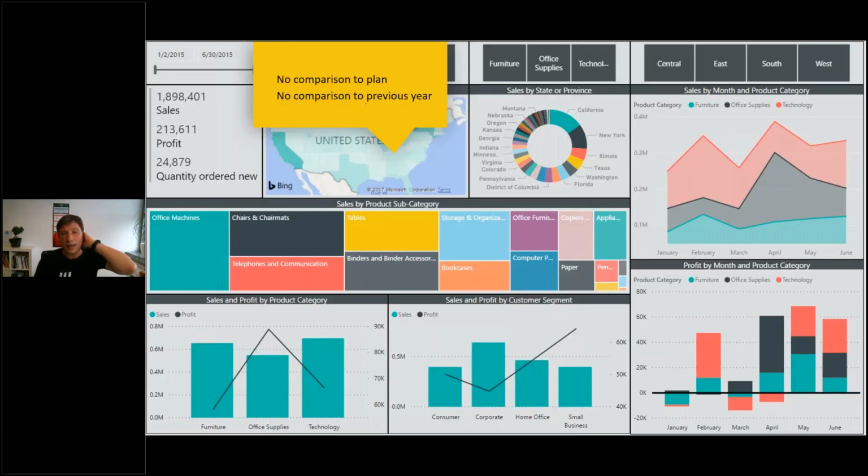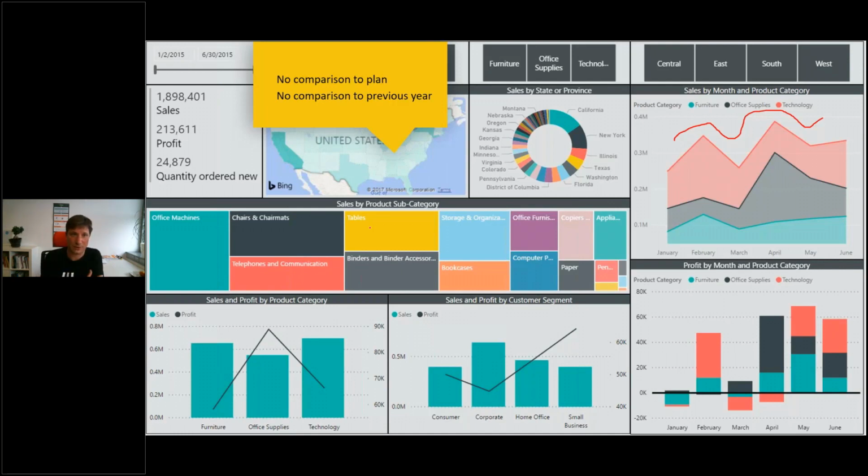The sales dashboard, there's absolutely no comparison to plan here. There's no plan in this dashboard, and there's no comparison to previous years. So if I see some kind of a trend here, all right, I see some seasonality, but is this good or is this bad? I have no idea. I mean, if it's higher than previous year, then it's probably good. But if it's lower than the plan, then it's probably not good, right? So this dashboard has absolutely no comparison or anything that would help me understand, is this good or bad?